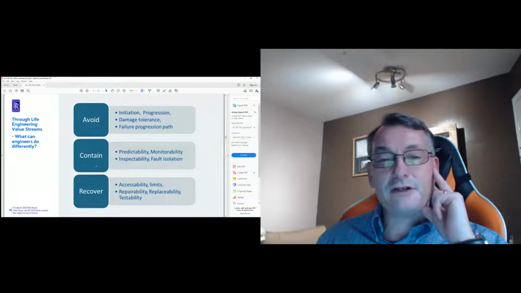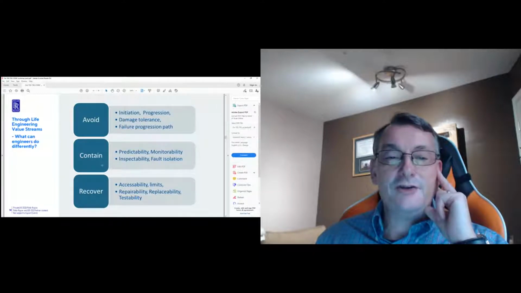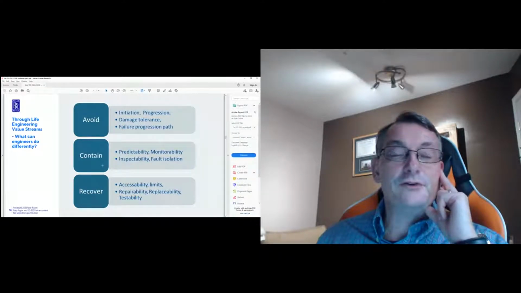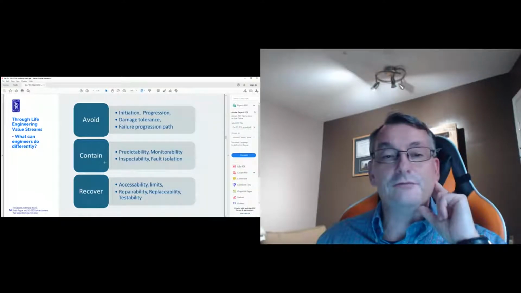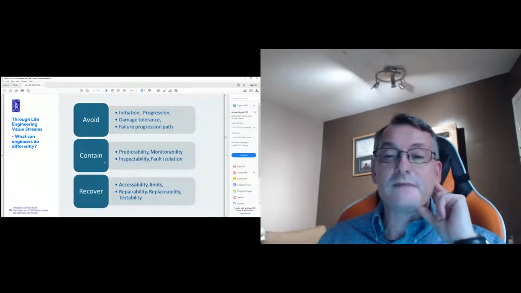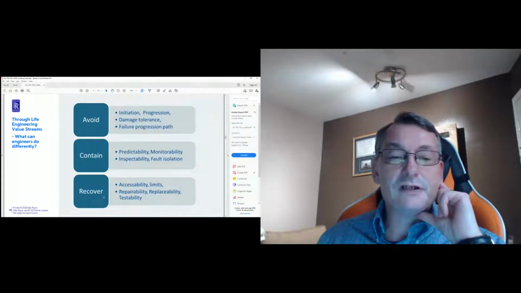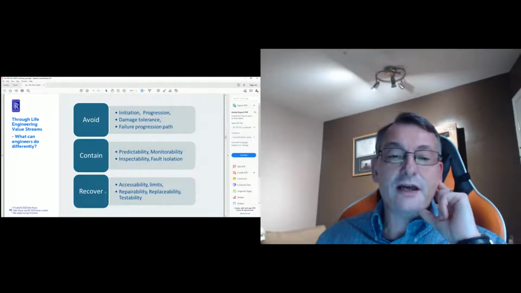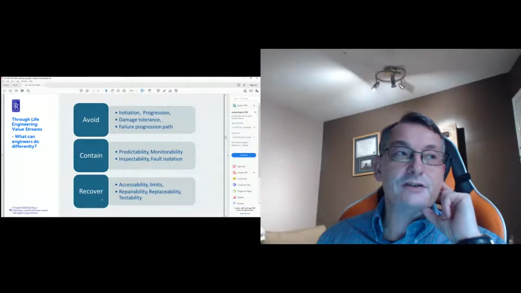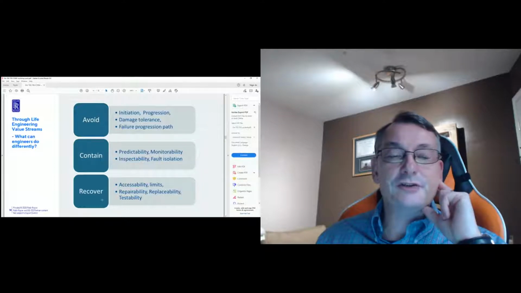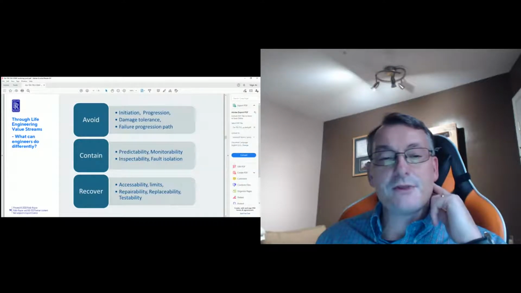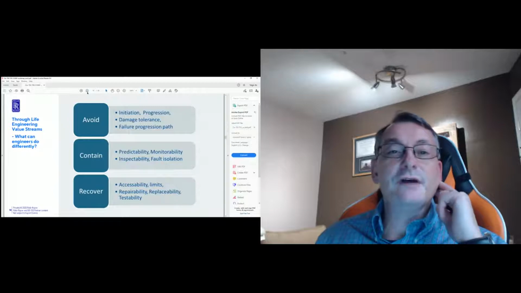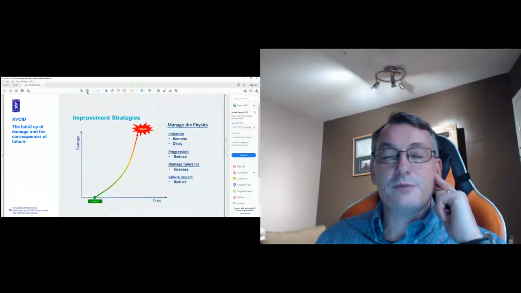We can do things around containing, which is catching it before the point where it fails, but hopefully at the point where you've extracted the maximum possible use out of it that you can in a safe and reliable fashion. And then the recovery process, which is re-injecting health back into the product to get it back into a condition where you're comfortable to continue using it. So those are the three basic interventions that we see we have the opportunity to improve.